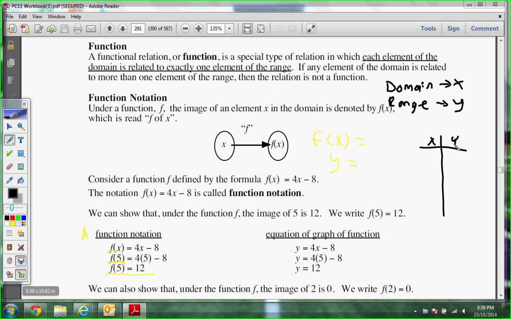So if I have 0, 1, 2, 3, and I put another 2 here, these 2's have to go to the same thing. So I can't do 2, 1, 0, -1, -2. I can't have a 2 go to -2 and a 2 go to 0. That's not allowed. So another way of saying it, every x can only have one y. That's just kind of functions.